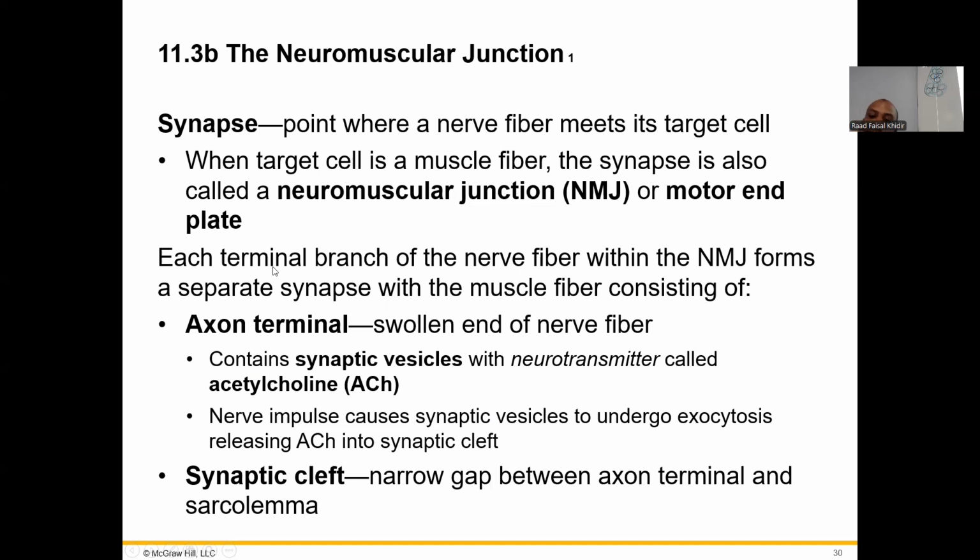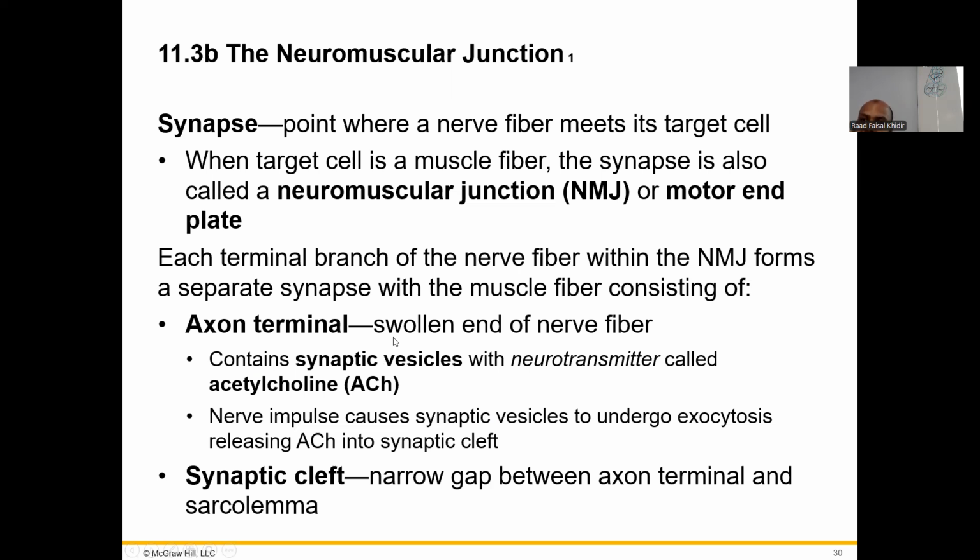We're going to see this in a little bit. When a nerve has a synapse with a nerve, that is not a neuromuscular junction. When the nerve has a synapse with a muscle, that is your neuromuscular junction. Each terminal branch of the nerve fiber within the neuromuscular junction would form a separate synapse with the muscle fiber, consisting of the axon terminal, that is a swollen end of the nerve fiber, and it contains synaptic vesicles.